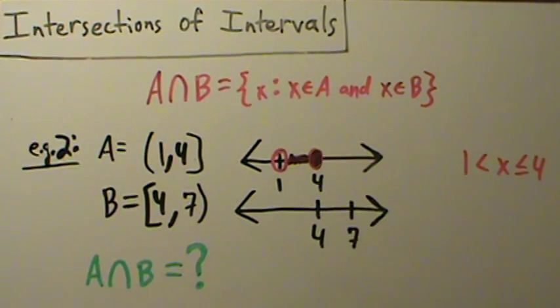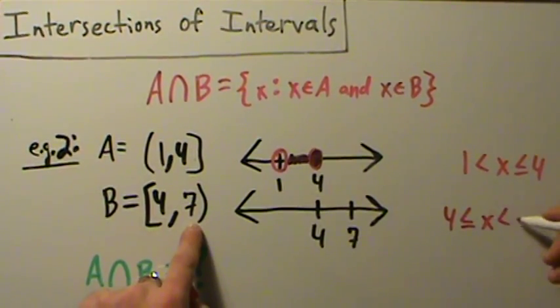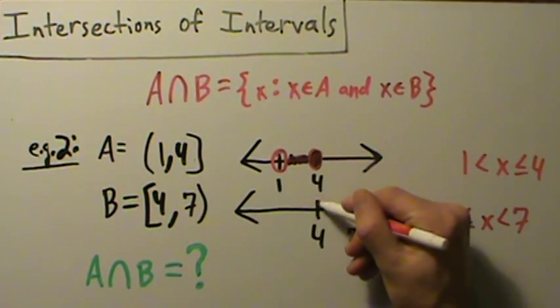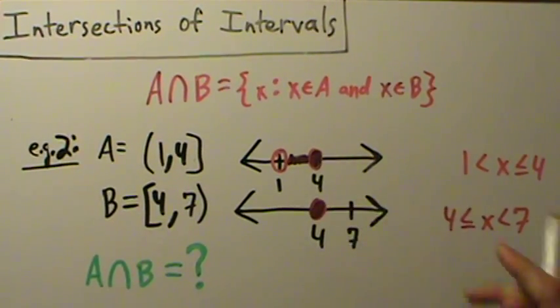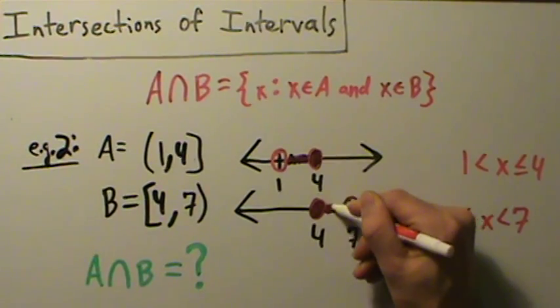Now what about this one here? So we have a square bracket on the 4, so that means 4 is less than or equal to x, and then strictly less than 7. Okay, so we have that going on. Now remember, less than or equal to corresponds to a closed circle, and then strictly less than corresponds to an open circle. Okay, so we have that going on.